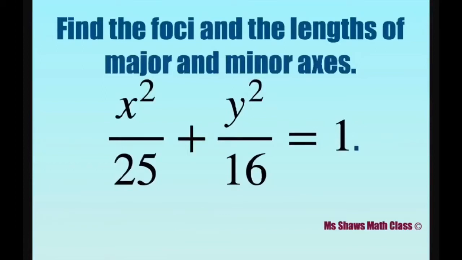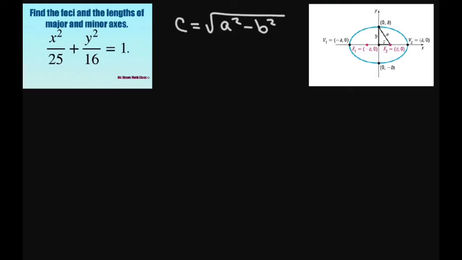We're going to find the foci and the lengths of the major and minor axis for x squared divided by 25 plus y squared divided by 16 equals 1. Alright, so basically to find the foci, let's look at this first.